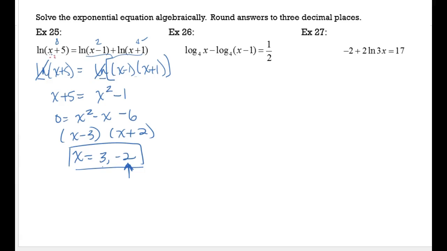Now, if I go back and check my negative 2, what's going to happen? Negative 2 plus 5 gives me 3, so it works. As long as this remains positive, it's good. Negative 2 minus 1 is negative 3, so I can't take the natural log of a negative 3. Therefore, negative 2 is not a valid answer. So really, the only correct answer is 3.